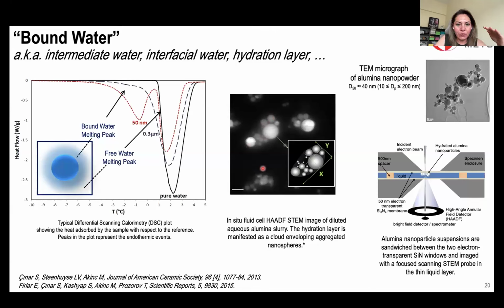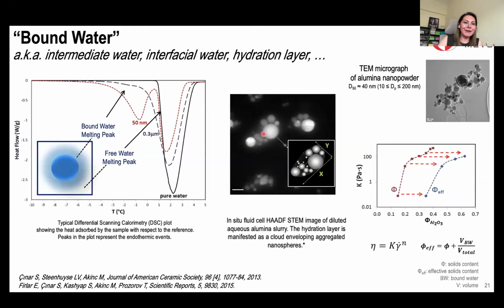We know that this cell is full of water, so the remaining material is water, but we realized that there is a different contrast here. And if you run chemical analysis, if you run EELS here, we find out that this water is actually structured water.